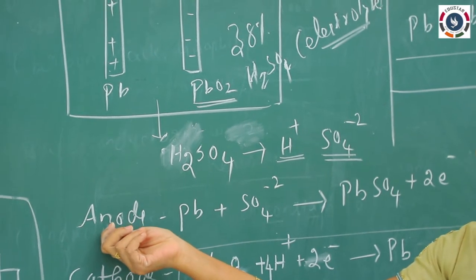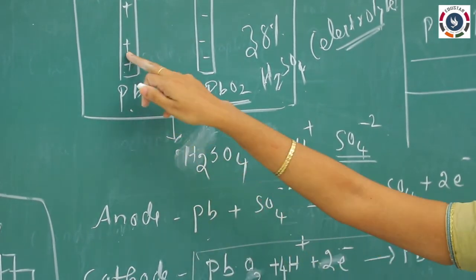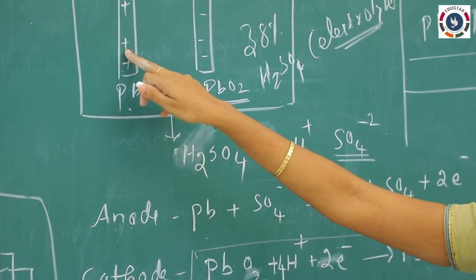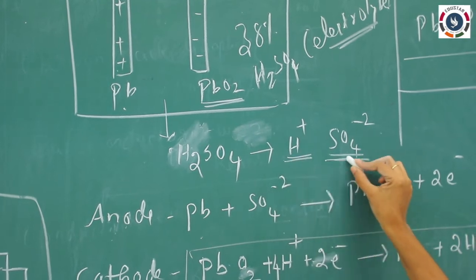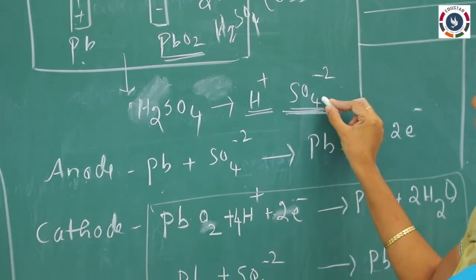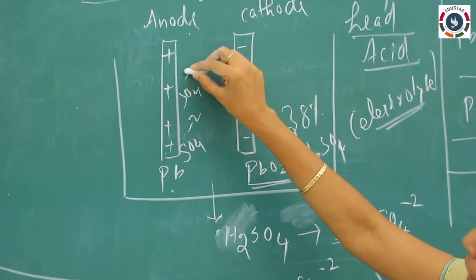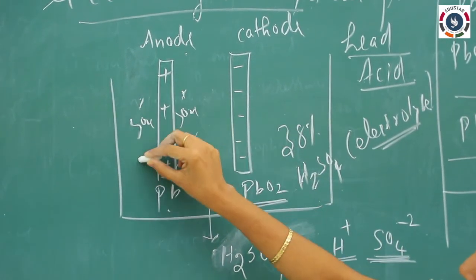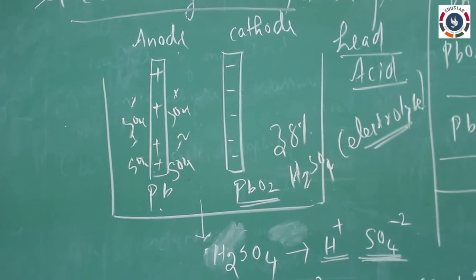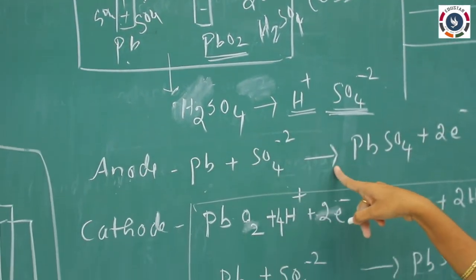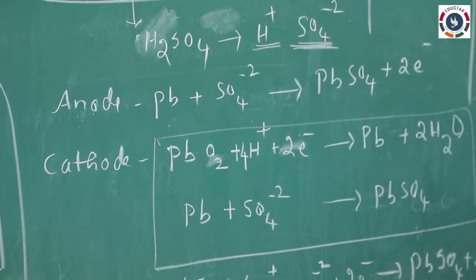First, let us see the anode reaction. Anode is lead. I have written the lead. What is the charge of the anode? Anode is the positively charged electrode. In the electrolyte, we have negatively charged ions. These SO4 minus 2 ions get stuck to the anode electrode. So, Pb plus SO4 minus 2 giving PbSO4, 2 electrons get liberated. This is the anode reaction.